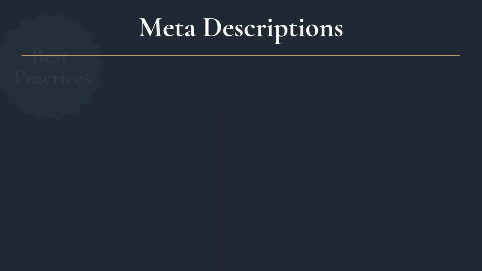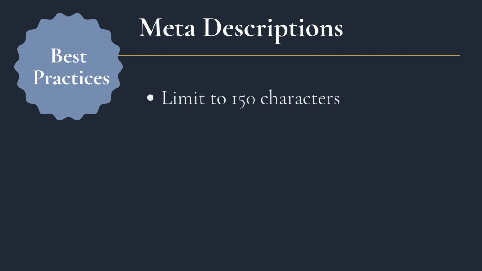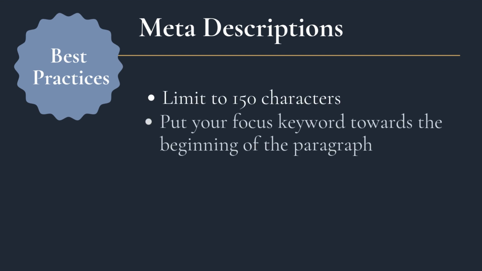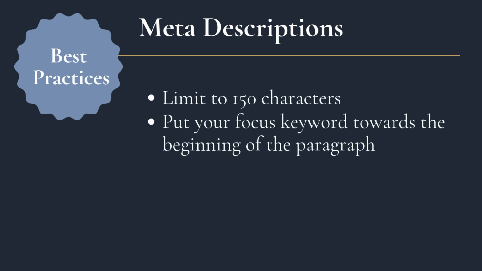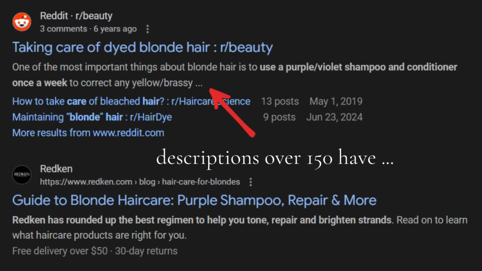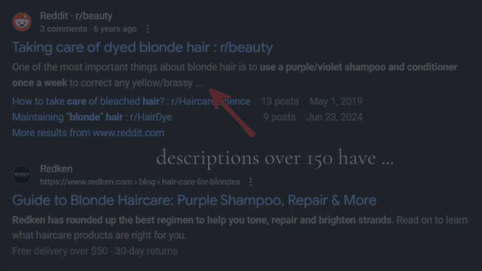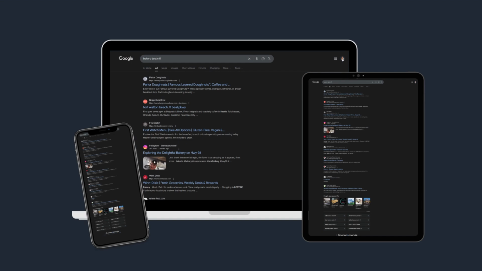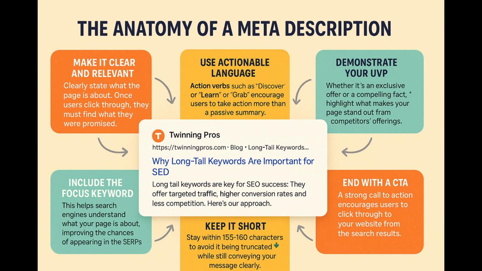The best practices for meta descriptions are to limit it to 150 characters and include your focus keyword at the beginning. You want to limit it to 150 characters because Google's only going to show that first 150 characters. And it's likely that no matter what screen you're looking at, whether that's tablet, phone, or your laptop, you're not going to see anything more than that.